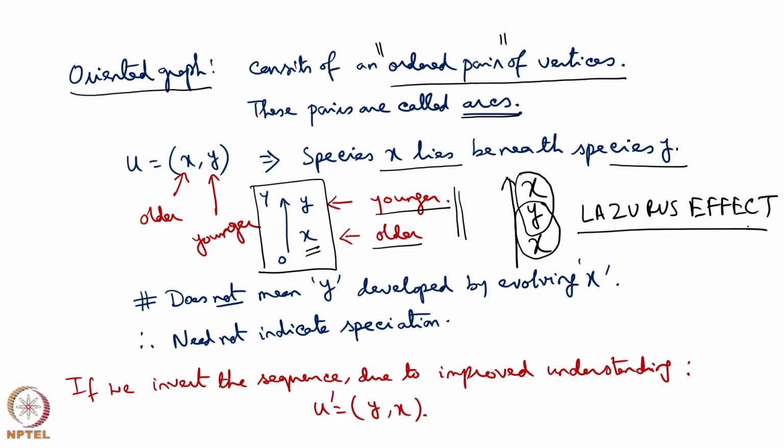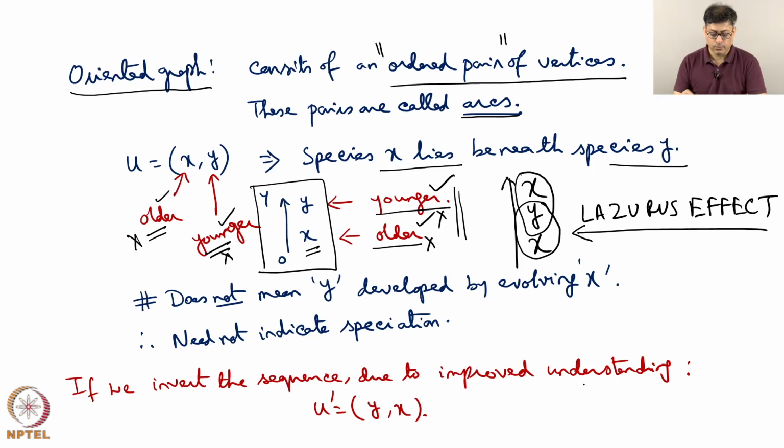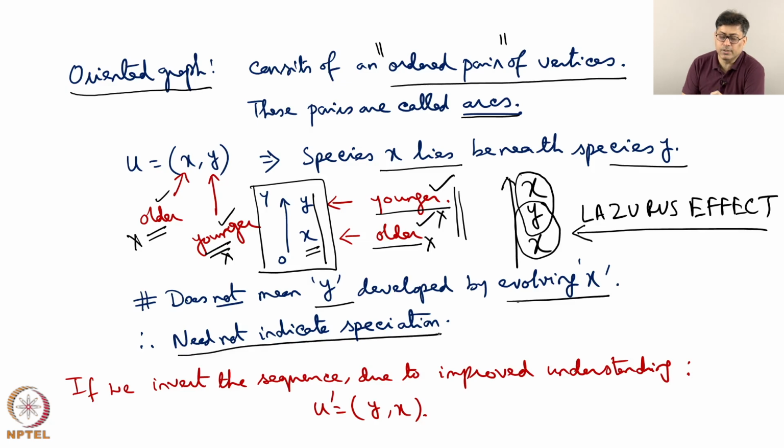So, there are such sections where merely above does not mean younger, and in that case it will not mean older, it will not mean younger, but commonly yes, younger, older in this sense will work. Also note, once I am writing x below, it does not mean y developed by evolution from x, I do not mean that, and therefore, this does not indicate a speciation. Now, if we invert the sequence due to our improved understanding, then u dash will become y comma x.